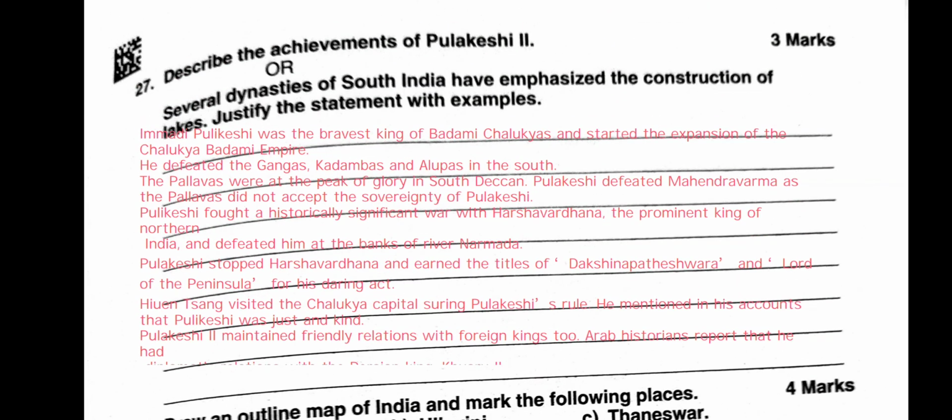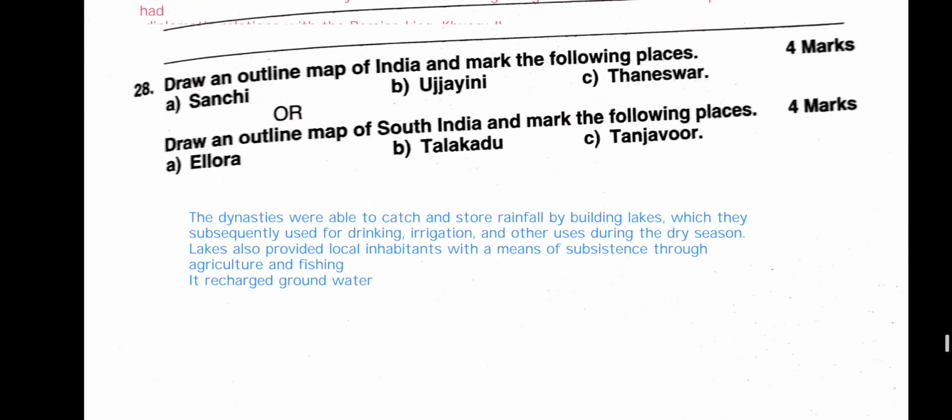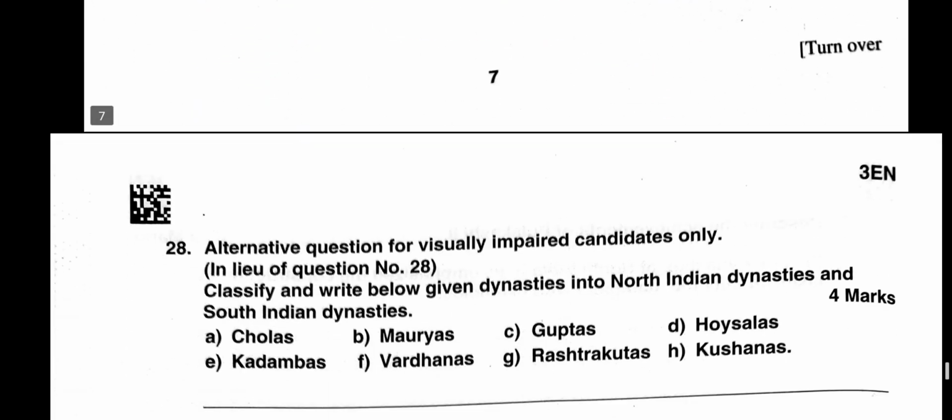Several dynasties of South India have emphasized the construction of lakes. Justify the statement with example. The dynasties were able to catch and store the rainfall by building lakes, which they subsequently used for drinking, irrigation, and other uses during the dry season. Lakes also provided local inhabitants with a means of subsistence through agriculture and fishing. It recharged the groundwater too.